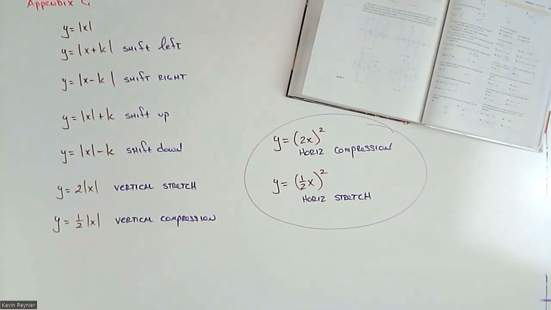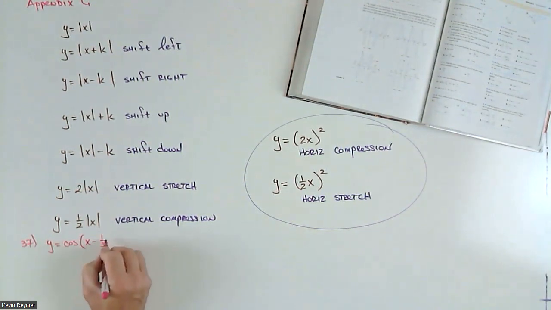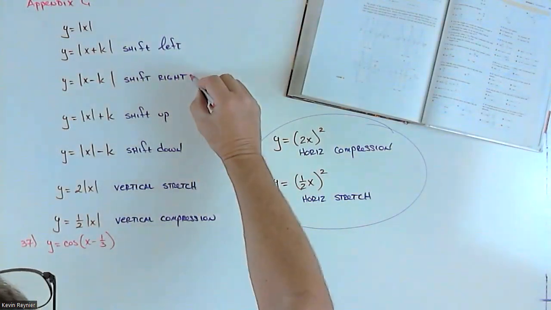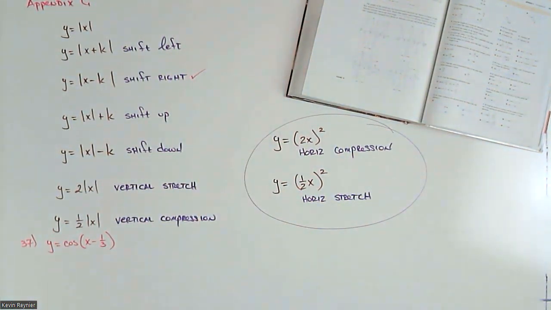If we take a look at problem 37, let's just write that down here, right here on the bottom. It says y equals cosine of the quantity x minus 1/3. It wants us to draw the graph. Well, we have cosine. We're shifting to the right 1/3.